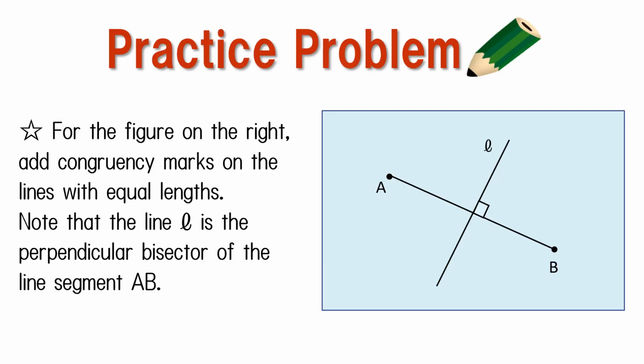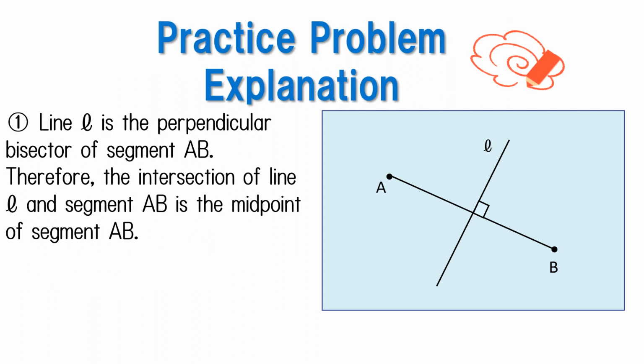This problem can be solved using the property of perpendicular bisectors. Read the following problem. Since line L is the perpendicular bisector of line AB, we can say that the intersection of line L and line AB is the midpoint of line AB. If this midpoint is M, then AM equals BM, and we write a symbol indicating that the lengths are equal, as shown in the figure.